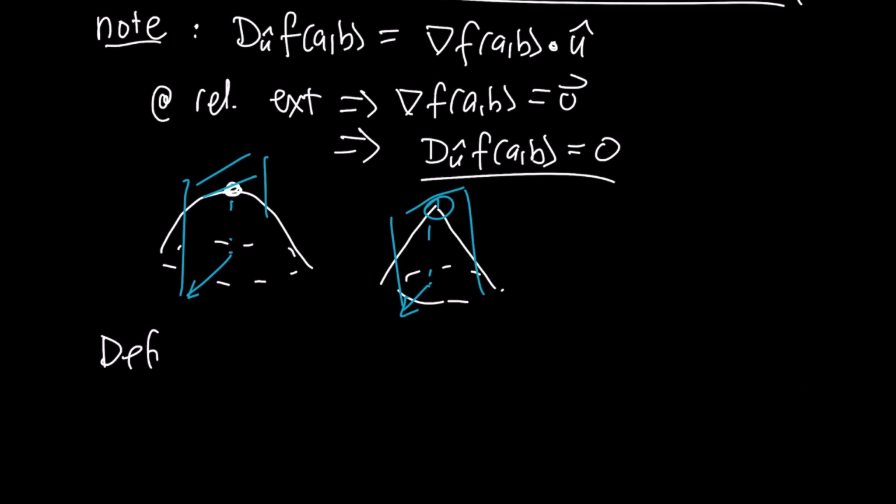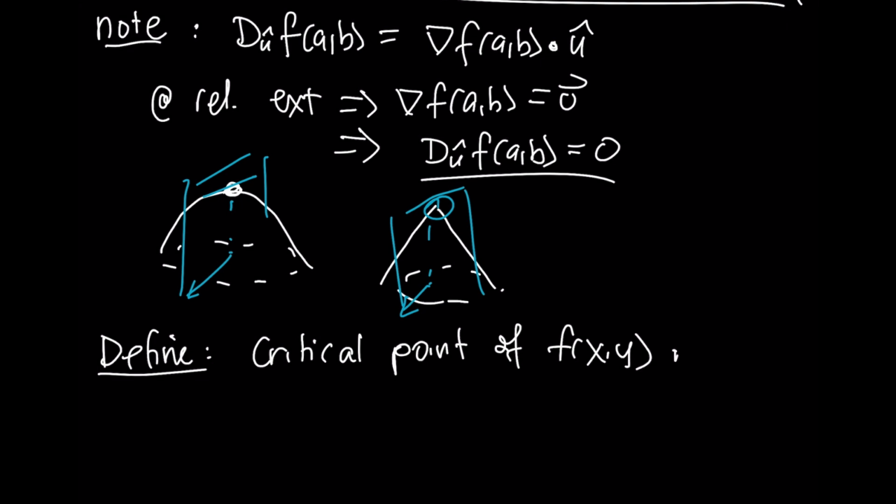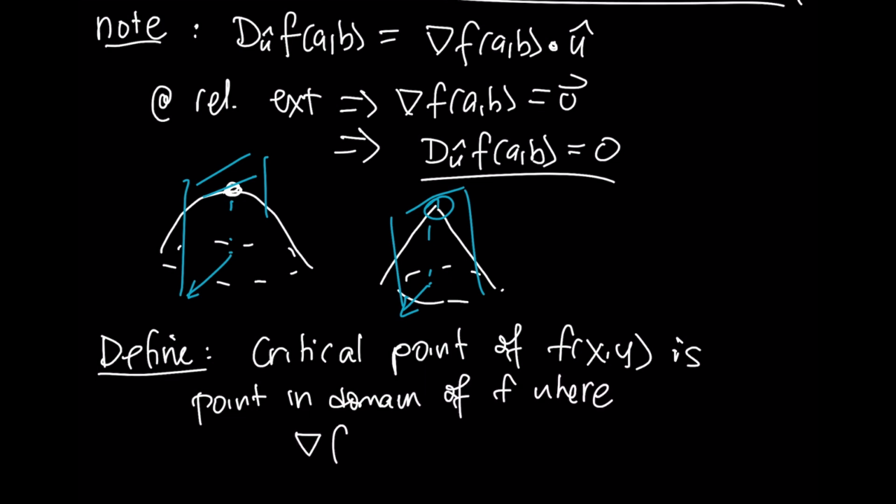Now, similarly, we can define a critical point once again. So a critical point of a function of two variables is a point in its domain where the gradient of the function is either equal to the zero vector or the gradient does not exist.